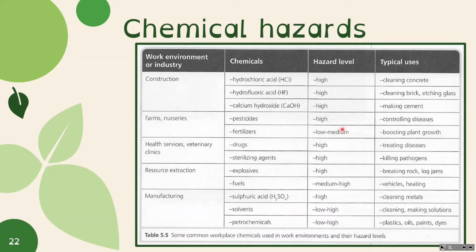Pesticides have a high hazard level, though fertilizers have a low to medium level. Pesticides are for controlling disease, so it makes sense why they'd have a high hazard level, because their purpose is solely to kill things. Whereas fertilizers help boost plant growth, so they're not as hazardous. Within the health services and veterinary clinics, there are drugs and sterilizing agents. Both are very high in terms of hazard level, as drugs are for treating diseases and the sterilizing agents are for killing pathogens. Both will really affect your body significantly.